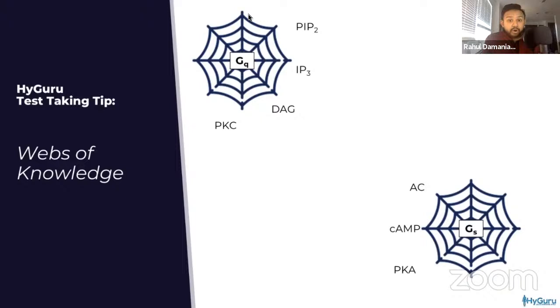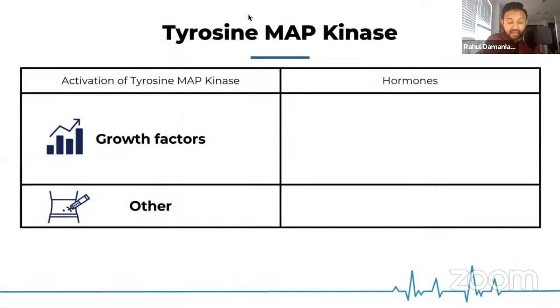So now you have the GS and the GQ, your webs of knowledge, and make sure you revisit the hormones so you can understand not only where they're released, but the mechanism of action. I think that that's exceedingly high yield. So the next pathway that we're going to be talking about is the tyrosine kinase MAP pathway receptors. And the major class of hormones that are going to be released and signaled via the tyrosine kinase MAP pathway is going to be growth factors.